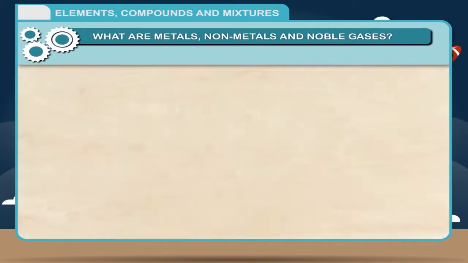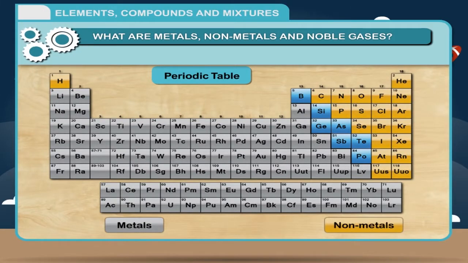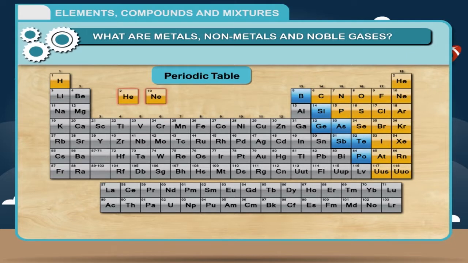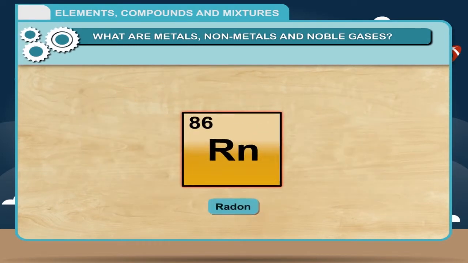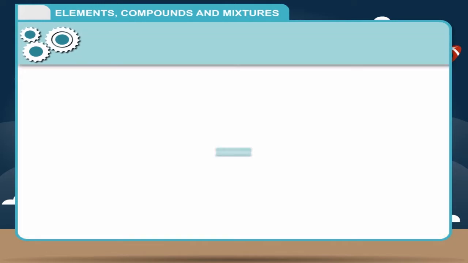Noble gases. Both metals and non-metals are reactive. They react with acids or displace less active metals or non-metals from their salt solutions. However, there are 6 elements in the periodic table which are totally unreactive. They are helium, neon, argon, krypton, xenon, and radon. Radon is the only noble gas that occurs in Earth's crust.